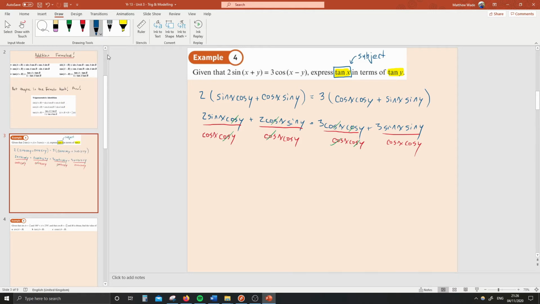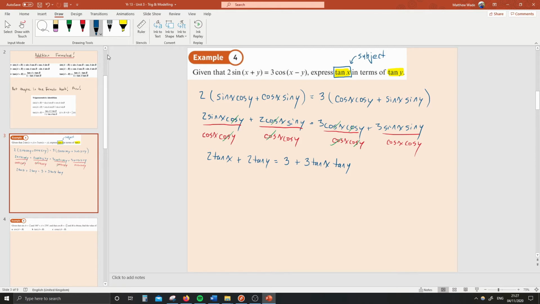2 sine x over cos x is 2 tan x, which is good because we want that in our equation. Plus, we're going to get sine y over cos y, 2 tan y. This side we've got just a 3, which is a result. Sine x over cos x is tan x, so it's going to be 3 plus 3, sine x over cos x is tan x, and sine y over cos y is tan y. So there we go, buddies.